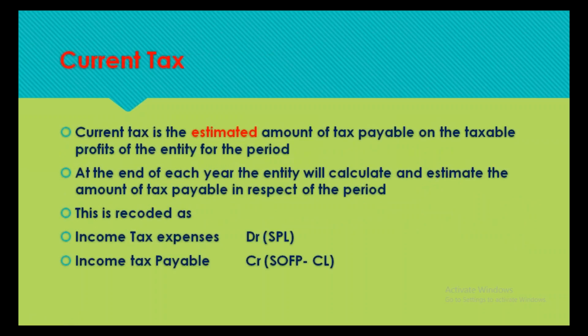So current tax, as I said, is the estimated amount payable. At the end of each year, the entity will calculate the tax, estimate the amount, and this is recorded: income tax expenditure debit, statement of profit or loss; income tax payable credit, statement of financial position, current liability. So that's a normal entry you will make as you prepare your financial statements.